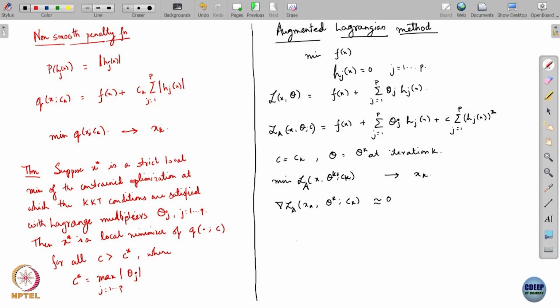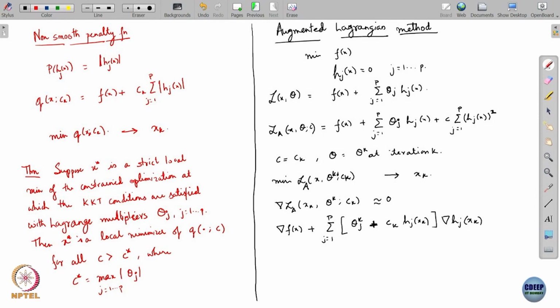You calculate the gradient of the augmented Lagrangian, that turns out to be gradient of f plus summation j goes from 1 to p of theta k j plus C k times h j of x k, the whole thing times gradient of h j evaluated at x k.